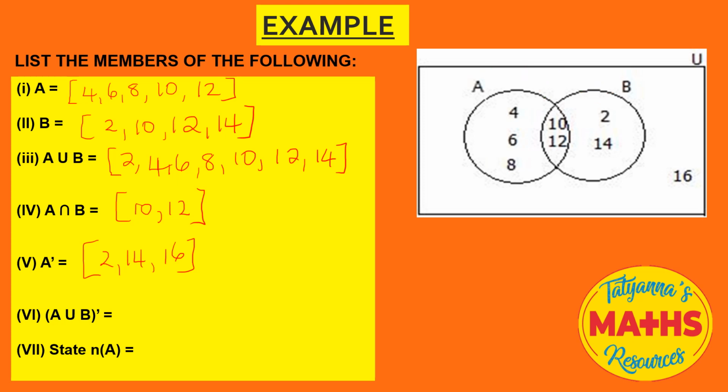And we're on to A union B complement. So remember in part 3, we did A union B, which would have been everything in A and B. So it's what is on the outside, the complement. So let's show that visually. That's everything outside of A union B. And that is 16.